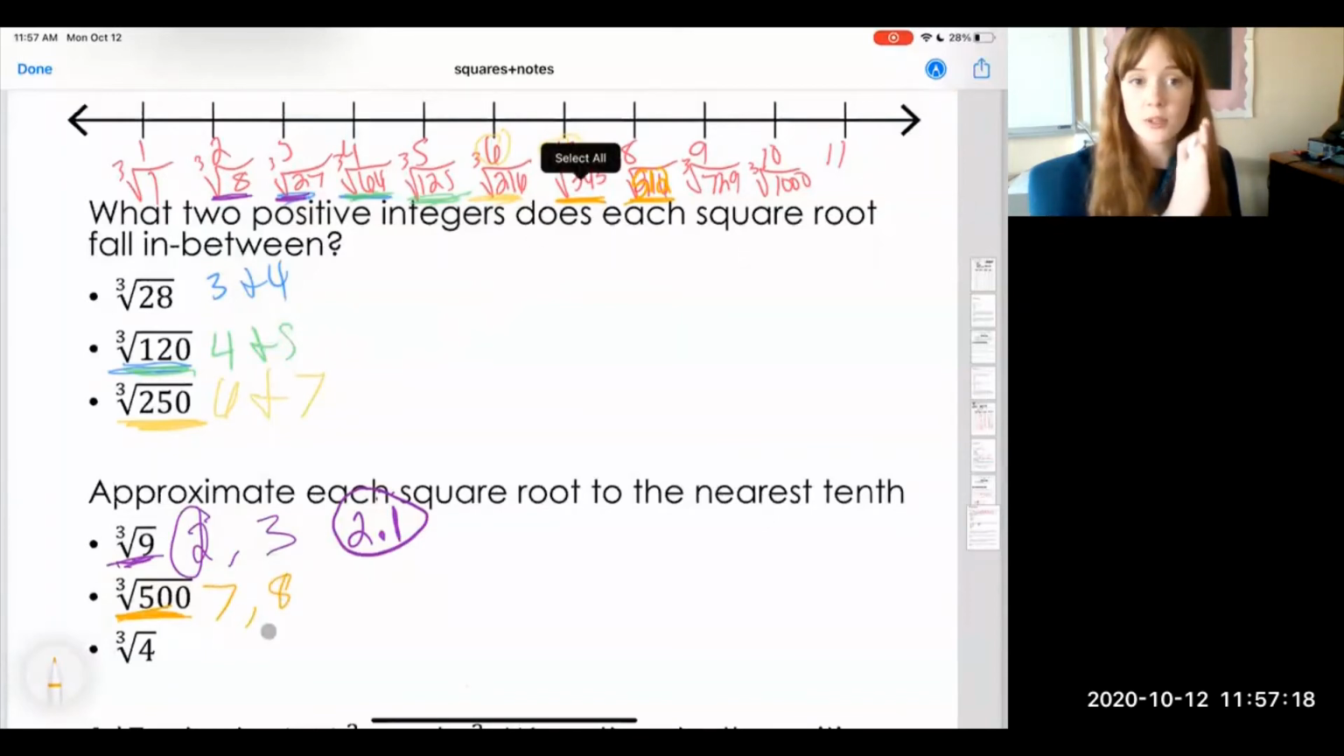So we need a decimal that's between 7 and 8. So we start with the 7. And then to decide the decimal, we need to decide, is 500 closer to 512 or 343? Well, I would say it's a whole lot closer to 512. So we need a higher decimal. We need a number between 7 and 8 that's closer to 8. So that would be like 7.8.